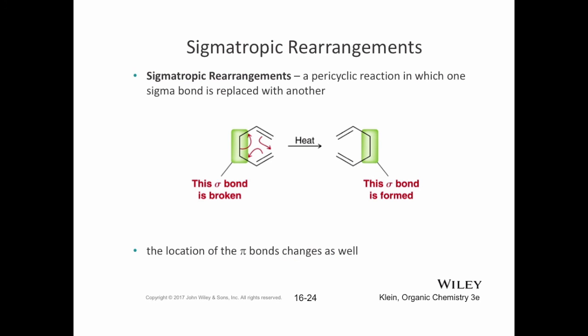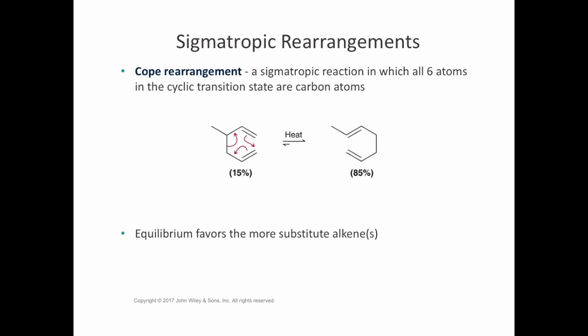Sigmatropic rearrangements are another type of pericyclic reaction. One sigma bond is simply replaced with another. Here this pi bond moves to become a sigma bond, this pi bond moves over, and this sigma bond breaks to form a pi bond. So there's no net gain or loss in pi bonds or sigma bonds, it's just their placement that is changed, hence it's called a rearrangement. There are different named sigmatropic reactions.